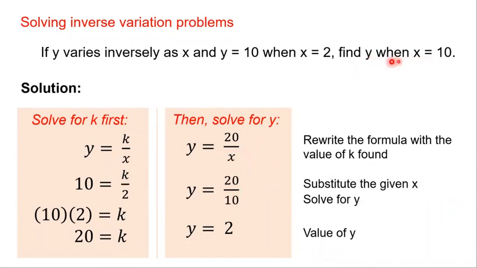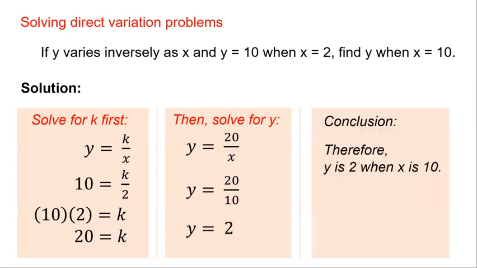And then, solve for y. That is 20 divided by 10. Therefore, y is equal to 2. Kaya naman, as a conclusion, y is equal to 2 when x is 10. And that is inverse variation.